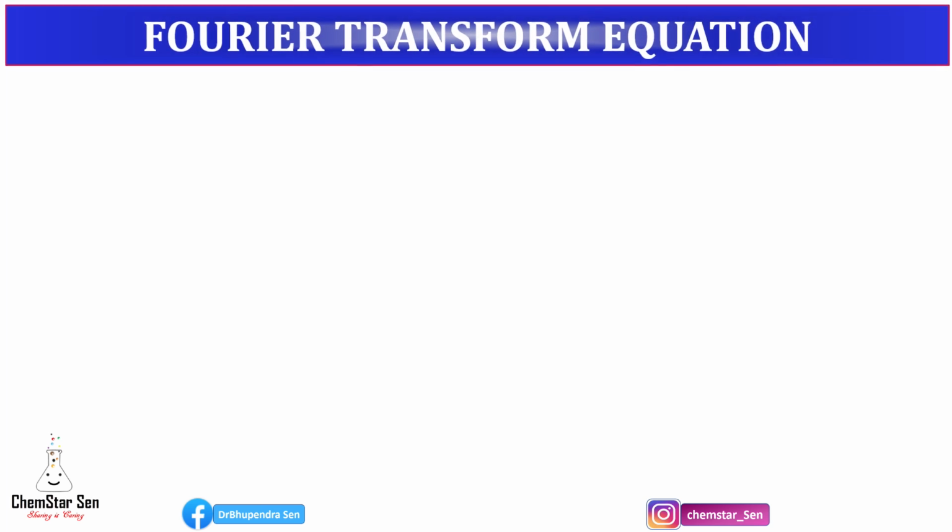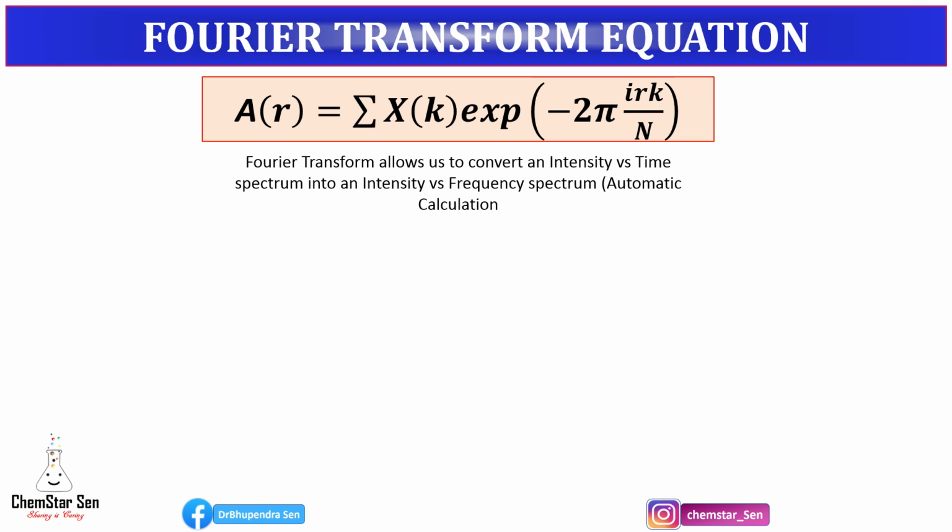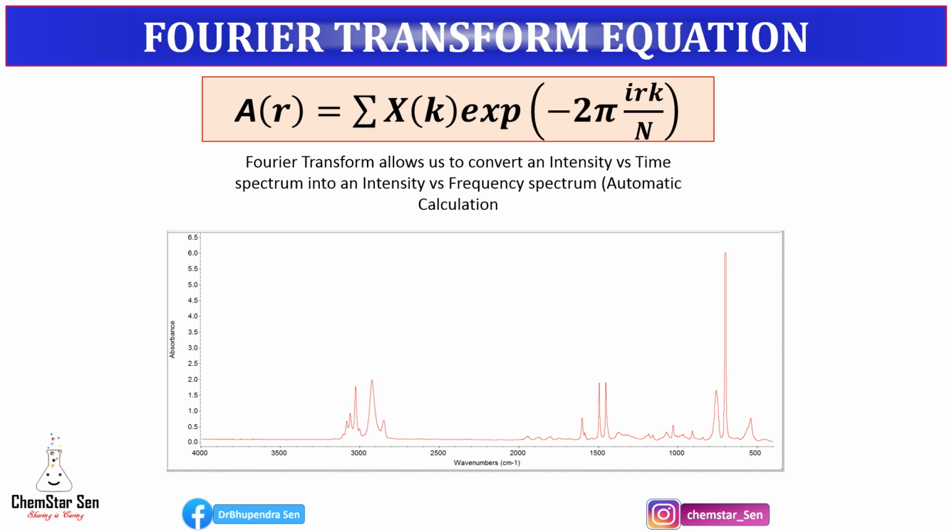Then a mathematical calculation called Fourier transform is applied to this interferogram, which converts the interferogram into a spectrum showing the relationship between frequency and intensity or absorbance, which is very easy to interpret. By interpreting this spectrum, we can identify which molecule is present in the sample, what its identity is, and what its structure may be.